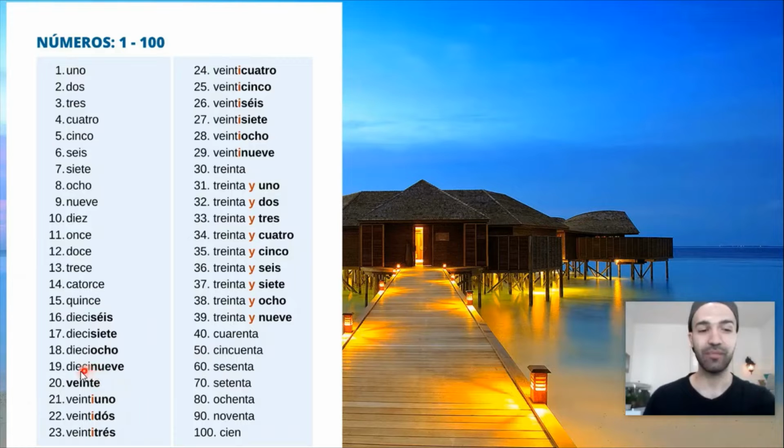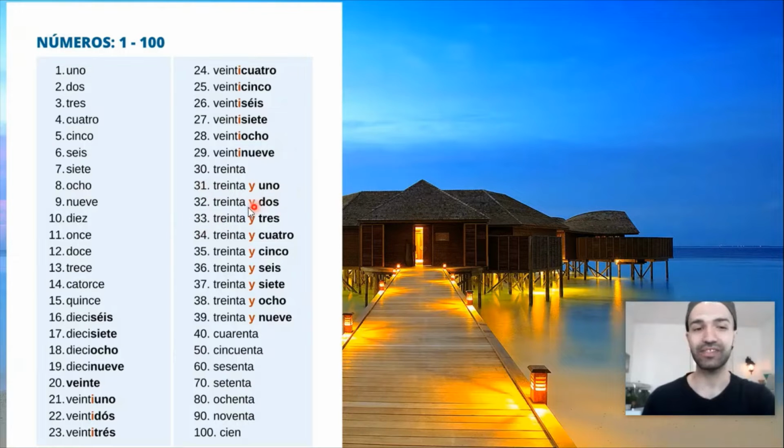Now, from 20 to 30, we write the numbers in a single word, as we see here. 21, 22, 23, 24, 25, 26, 27, 28, 29, 30. Now, from 30 to 100, we write the numbers separately in two words, as we see here.